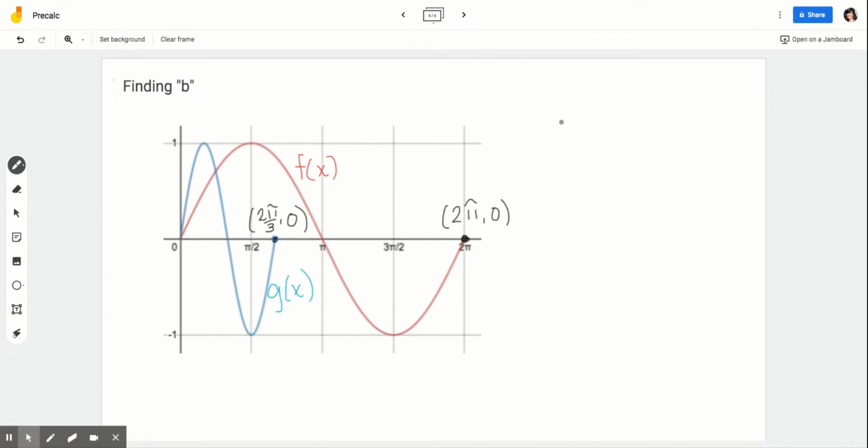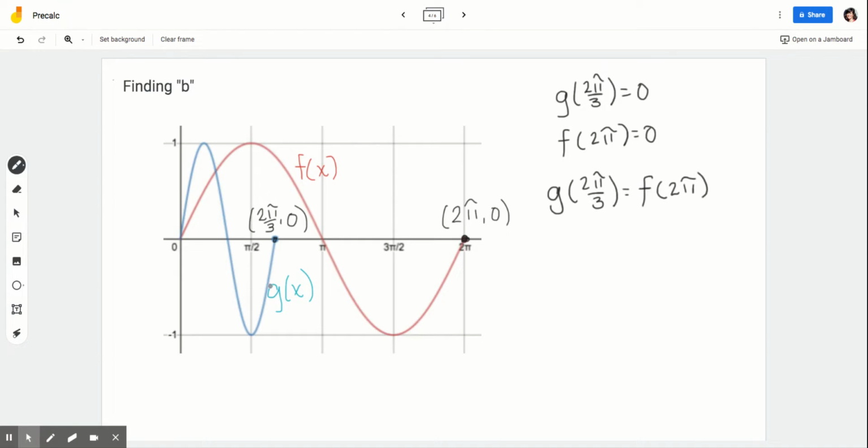So again, just like we have in other functions, we can say since g of 2 pi over 3 equals 0 and f of 2 pi equals 0, therefore g of 2 pi over 3 equals f of 2 pi. There were lots of other points we could have picked here. Lots of other points, as you can see, that corresponded. And there's even other places where the function equals 0. But I purposefully picked these because they are equal to the period of each of the functions.